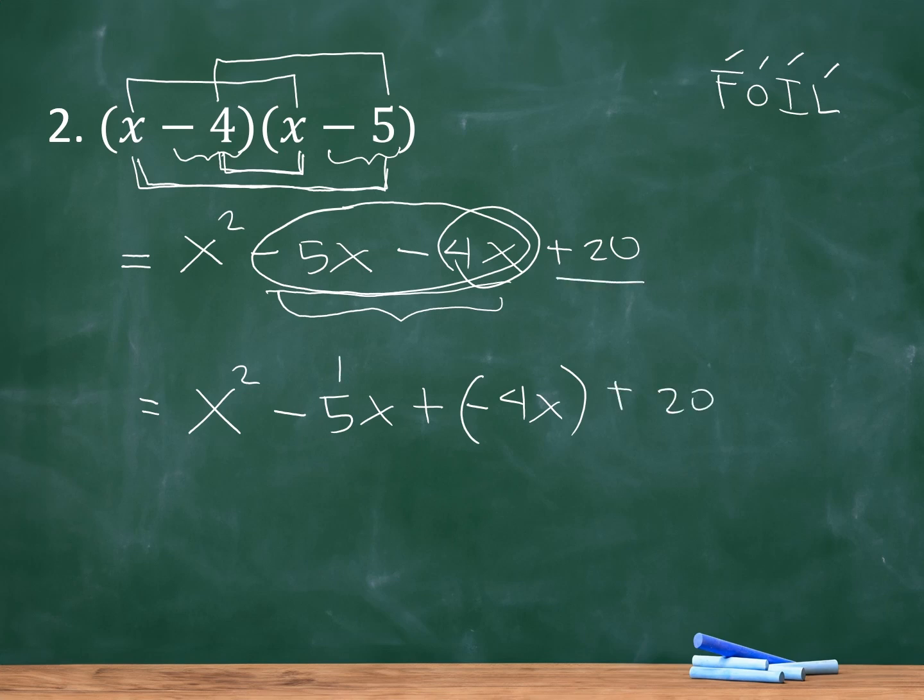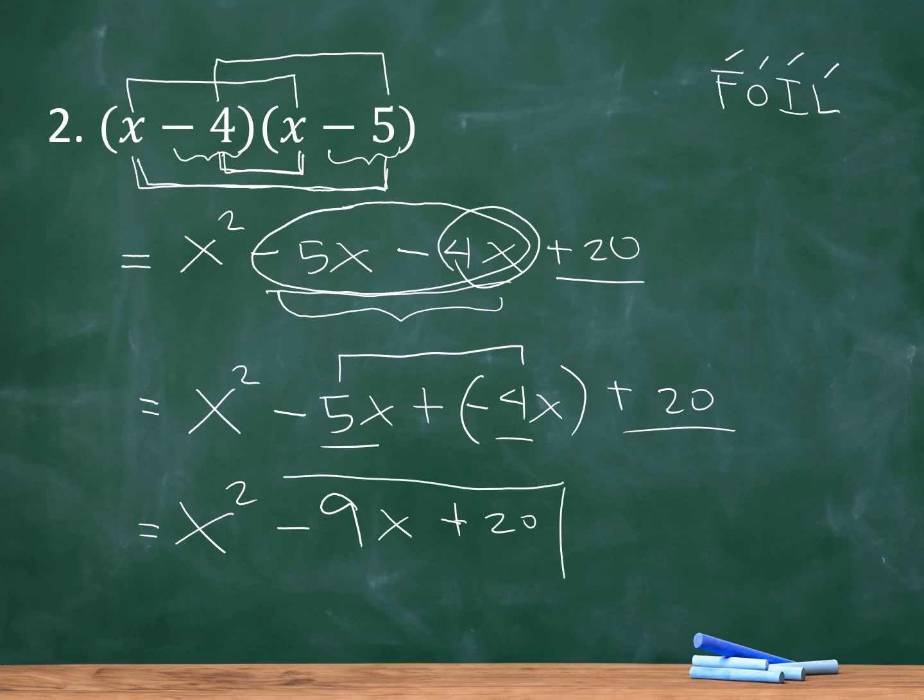So now we will add negative 5x plus negative 4x. Negative 5x plus negative 4x is negative 9x. Then just copy plus 20. This will be our answer: x squared minus 9x plus 20.